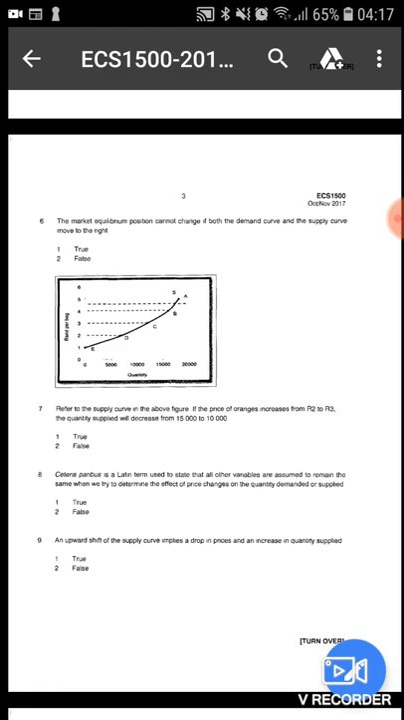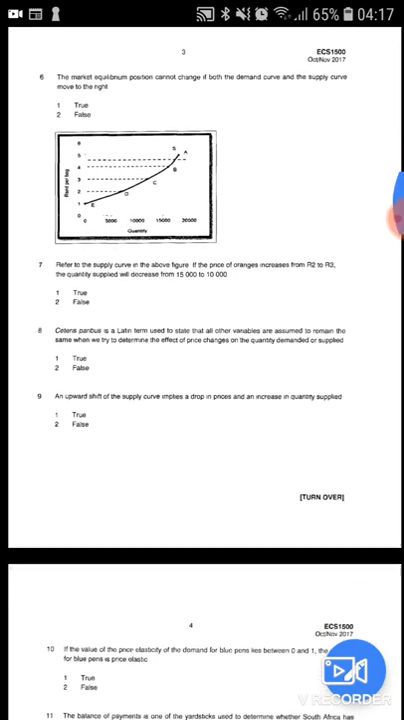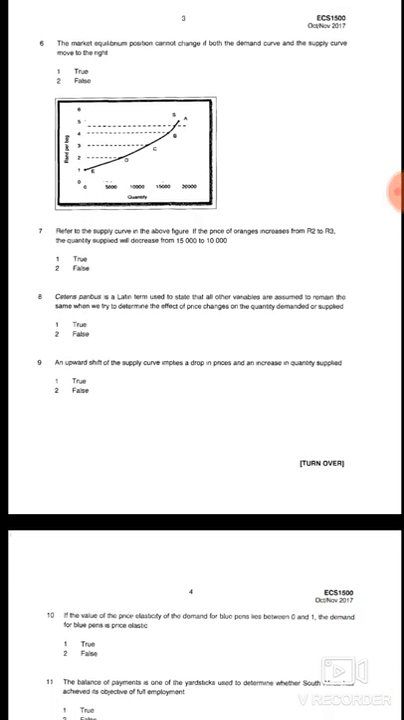So question 7 says, referring to the supply curve in the diagram above, if the price rises from 2 rand to 3 rand, the quantity will decrease from 15 to 10. So this is definitely false, because the quantity is also increasing from 10,000 to 15,000 if the price is rising from 2 rand to 3 rand. So this is false. Let's move to question number 8.